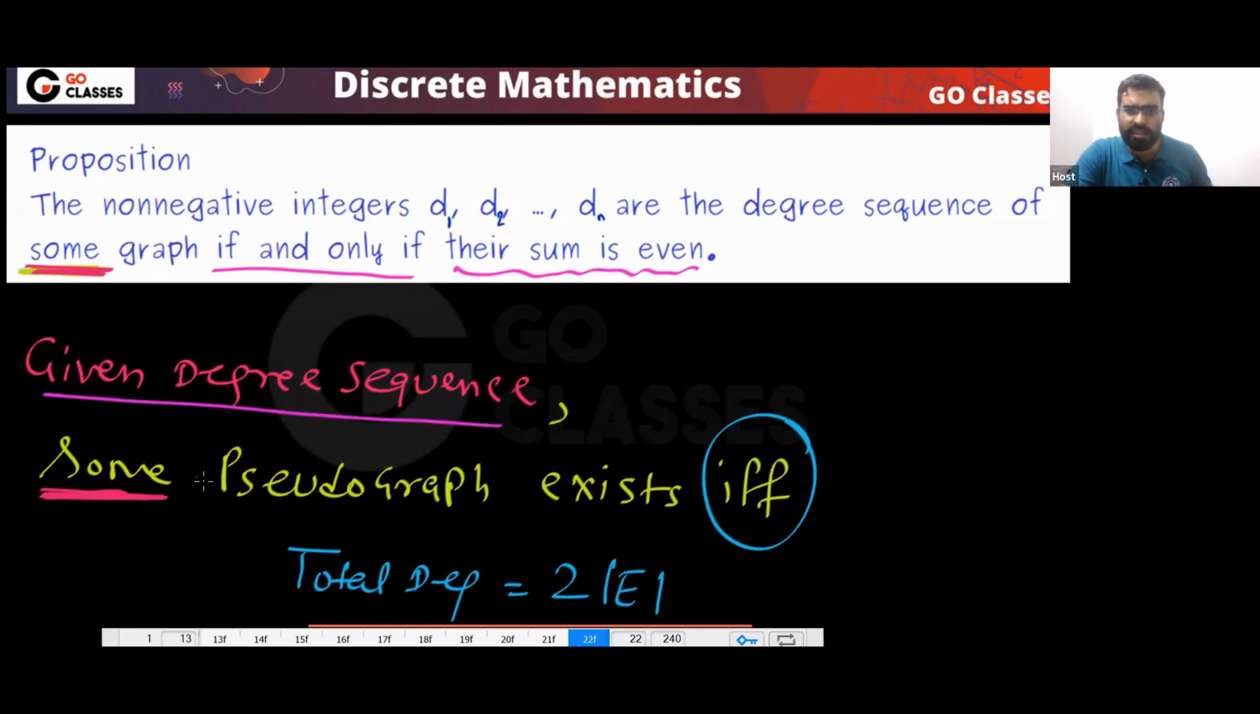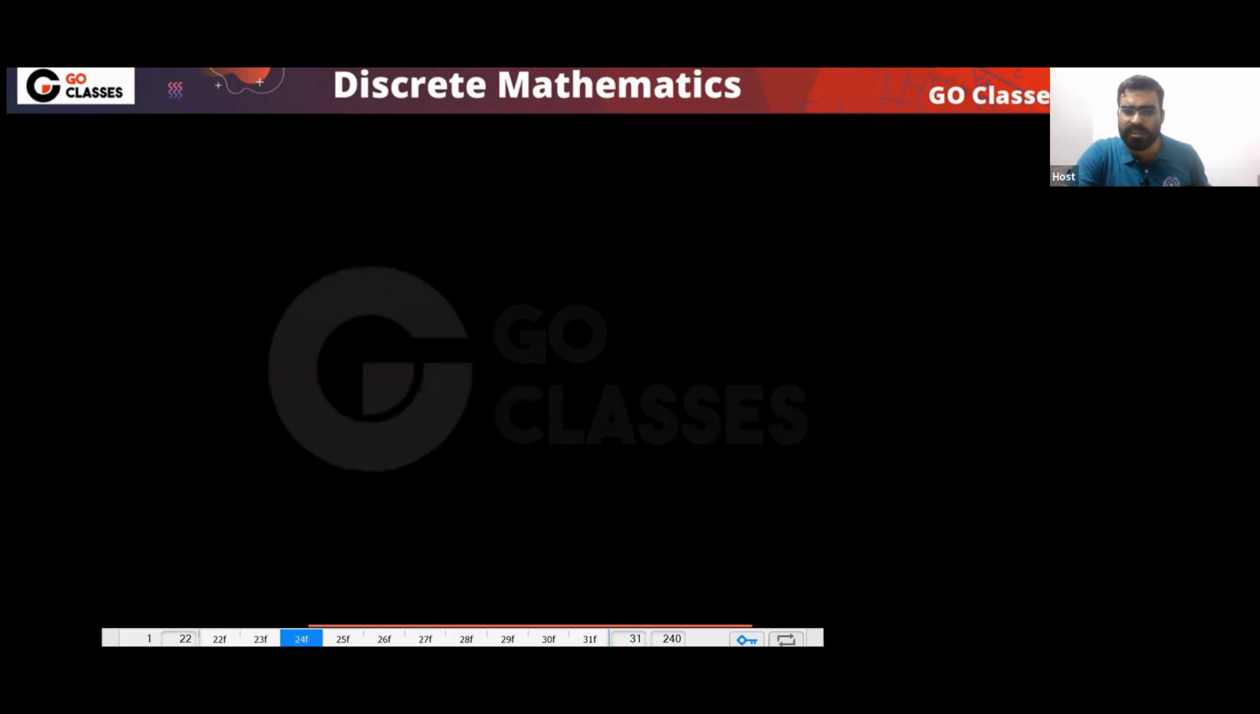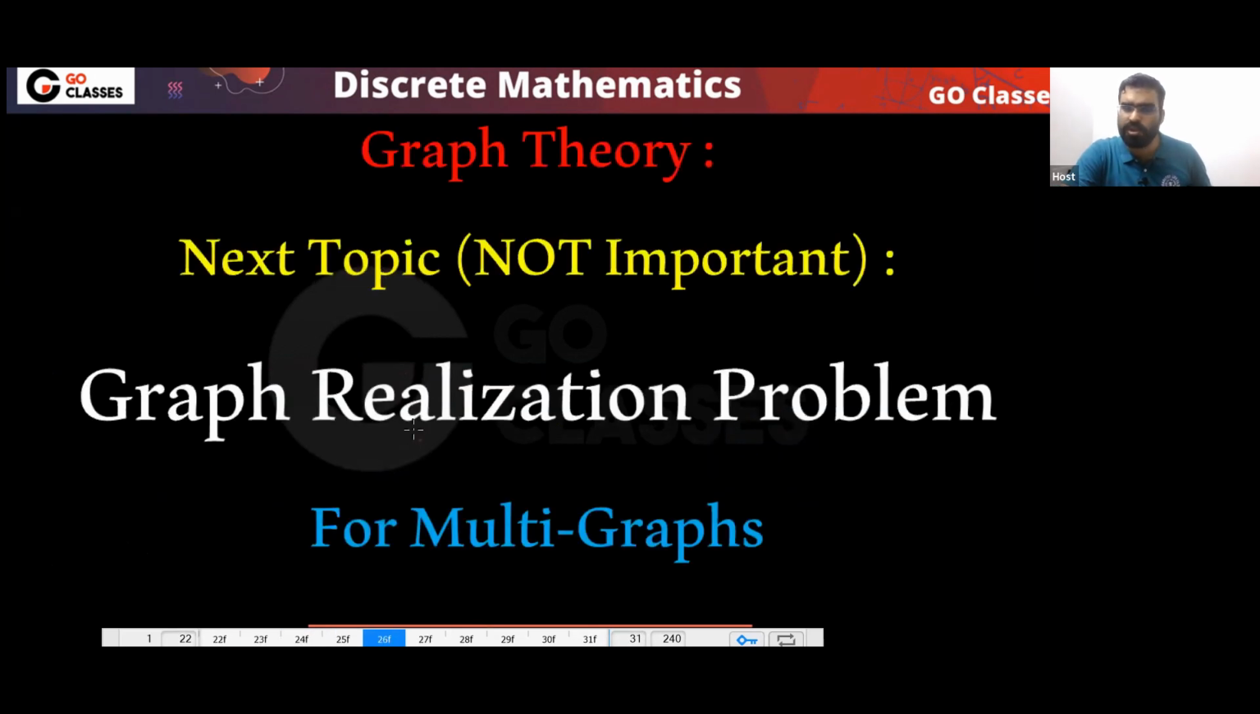Given a degree sequence, at least one pseudograph exists for that degree sequence if and only if total degree is equal to twice the number of edges. I can also say some pseudograph exists if and only if the number of odd degree vertices is even. This is very simple. Did you understand the graph realization problem for pseudograph?